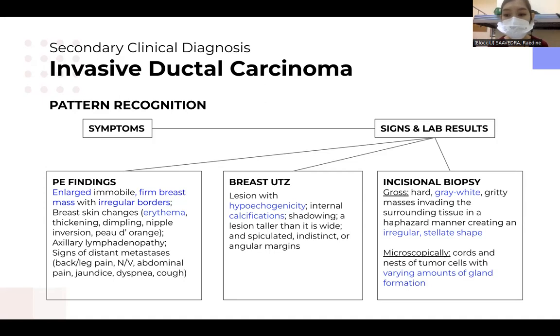For the incisional biopsy, expected gross findings include hard, gray-white, gritty masses invading the surrounding tissue in a haphazard manner, creating an irregular stellate shape. Microscopically, cords and nests of tumor cells with varying amounts of gland formation are expected in invasive ductal carcinoma. So given the pattern of invasive ductal carcinoma and the patient's history, PE, and lab findings, invasive ductal carcinoma can be considered as a secondary clinical diagnosis.